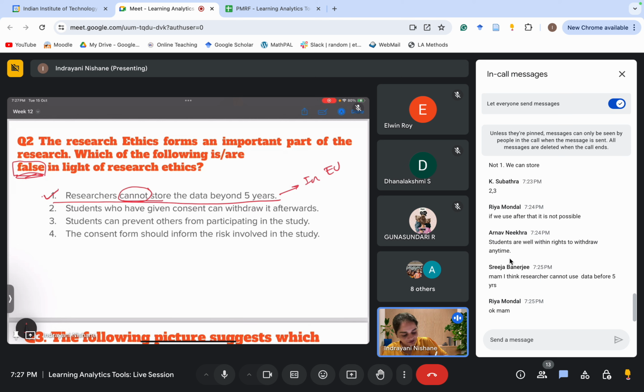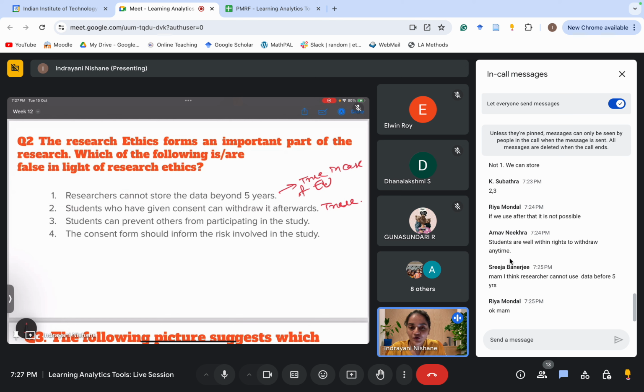Again we will circle it, because we have not specified whether we are in India or in the European Union. So this particular statement is also true in case of the European Union. This is true everywhere, in the European Union and in India also, that participants have full autonomy when researchers are collecting data. Then we'll go to option 4.